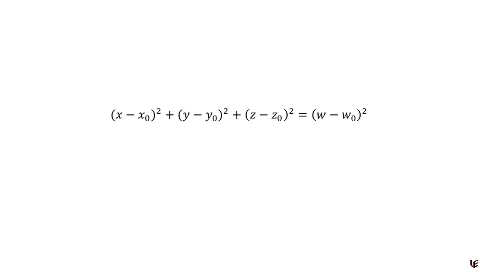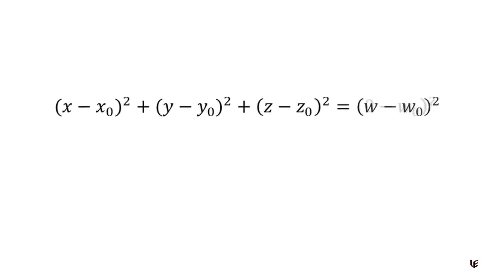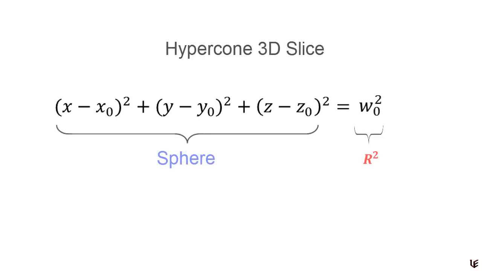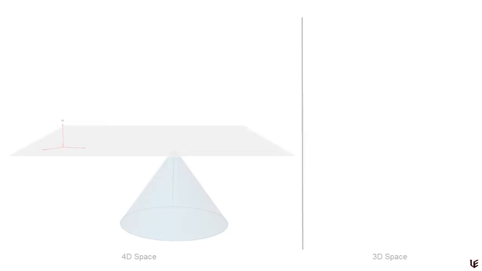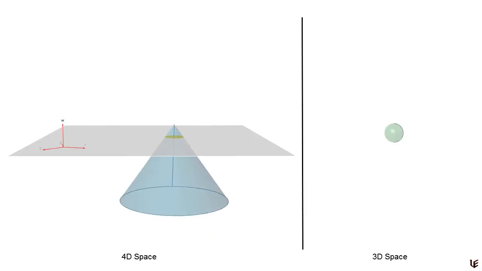And of course, we will only see a slice given by the intersection with the w equals 0 hyperplane. And so our equation tells us that as long as the axis of the hypercone is aligned with the w-axis, each slice is a sphere whose radius depends on the w coordinate of the hypercone. So intersecting our world would look something like this.